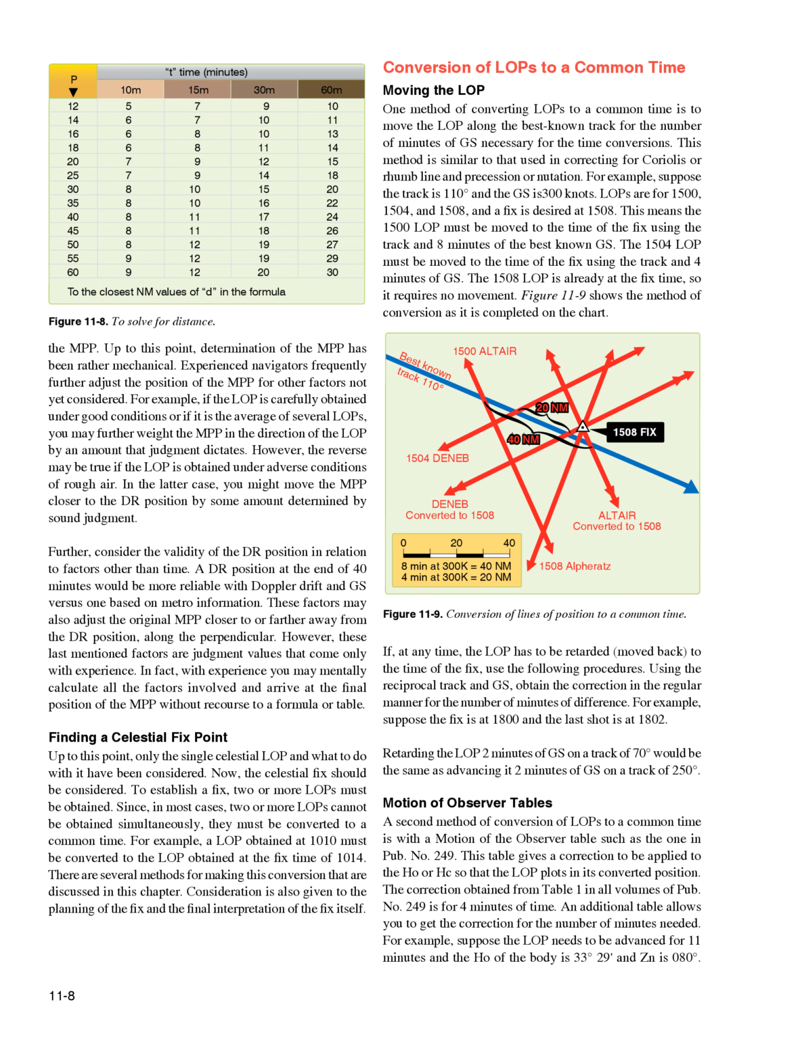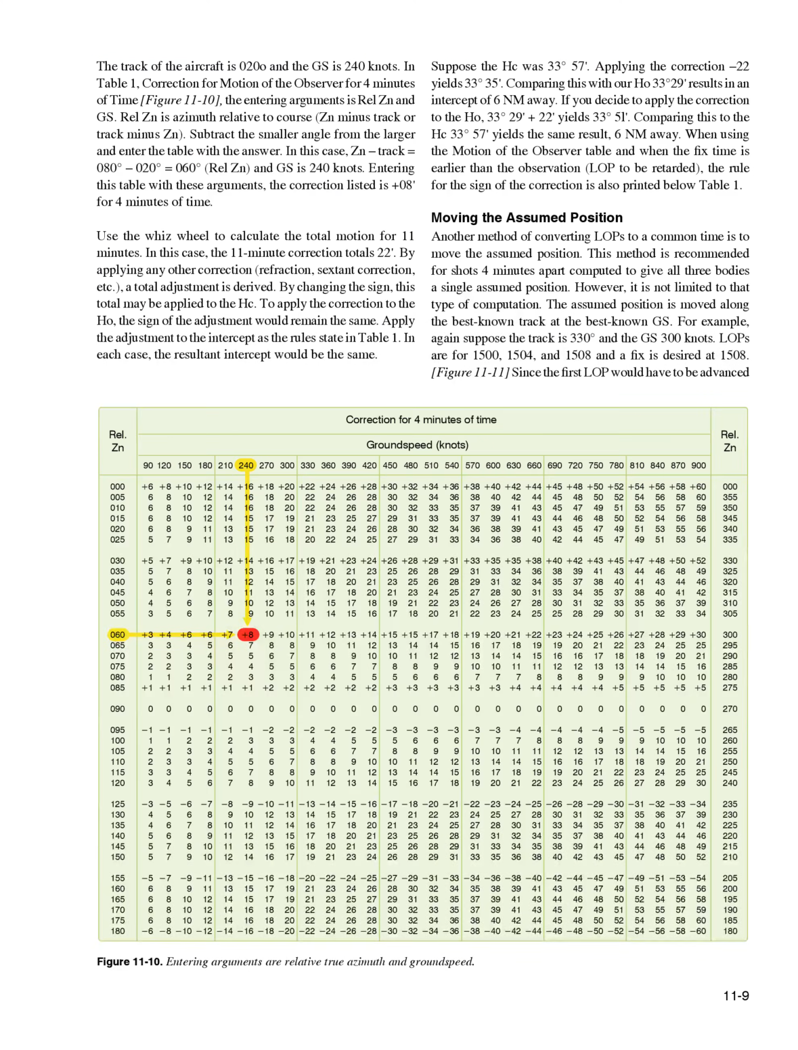For example, suppose the LOP needs to be advanced for 11 minutes and the HO of the body is 33 degrees 29 and Zn is 080 degrees. The track of the aircraft is 020 and the Gs is 240 knots. In Table 1, correction for motion of the observer for 4 minutes of time, Figure 11.10, the entering arguments are rel Zn and Gs. Rel Zn is azimuth relative to course, Zn minus track or track minus Zn. Subtract the smaller angle from the larger and enter the table with the answer.